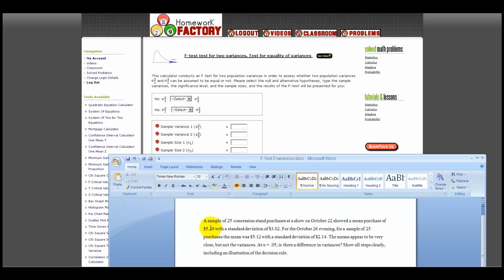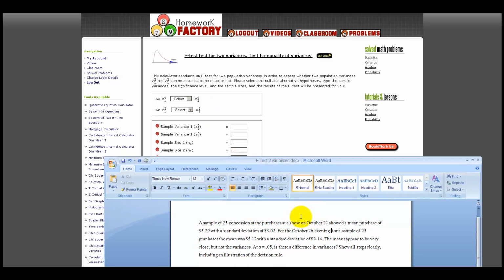Let's say that we have the following problem. It says, a sample of 25 concession stand purchases at a show on October 22nd showed a mean purchase of $529 with a standard deviation of $3.02. For the October 26th evening, for a sample of 25 purchases, the mean was $512 and the standard deviation was $2.14. So the means appear to be very close, but not the variances. At a significance level of 0.05, is there a significant difference in the variances? Well, that's a typical example.